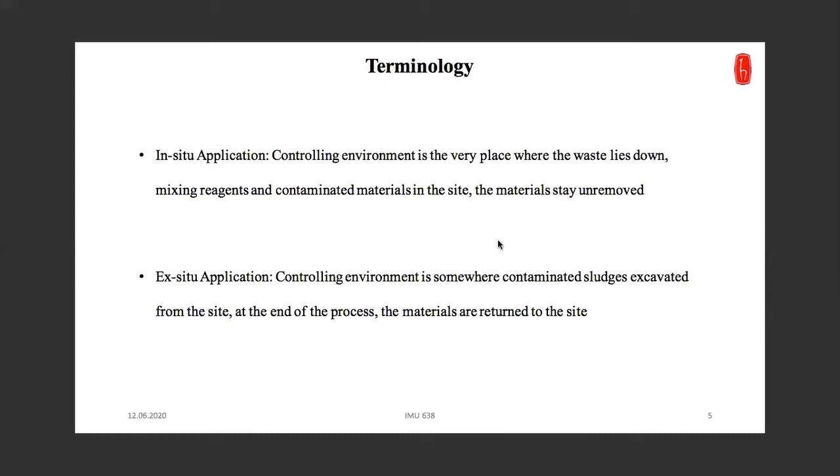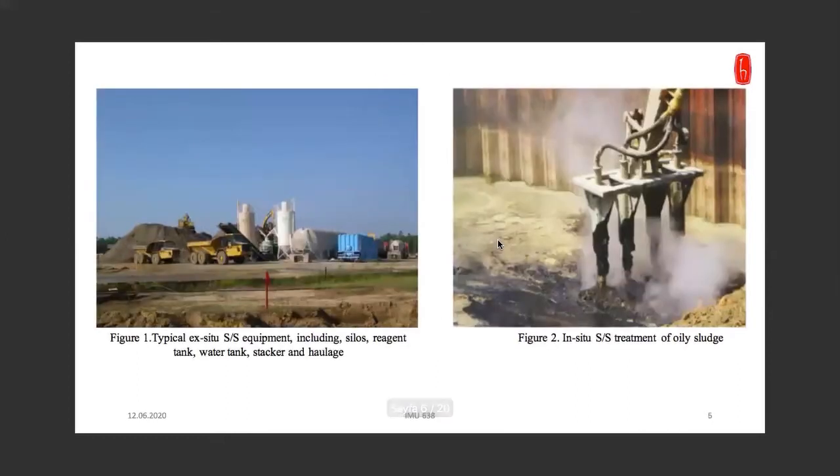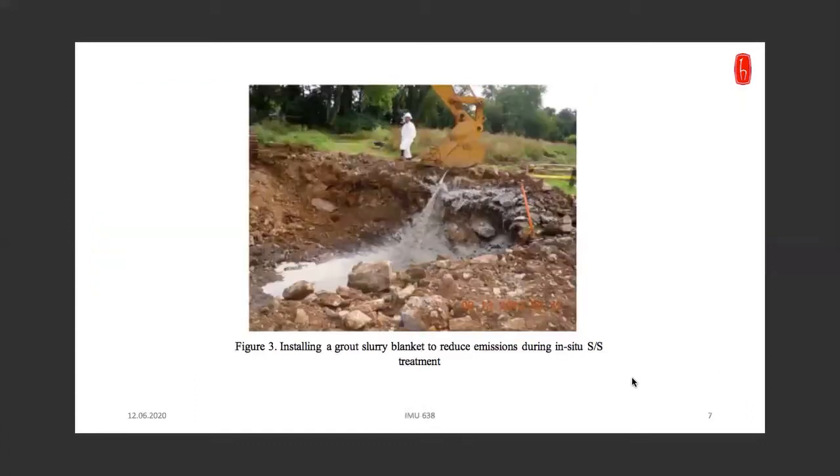And let's continue with some pictures. Figure 1 represents the ex situ solidification and stabilization equipment. You can see the silos, reagent tanks, water tanks, and stacker, haulage, and other things. It's basically ex situ view. On the other hand, figure 2 shows the in situ implementation of the SS treatment. This figure is just summarizing the oily sludge. And you may see figure 3, it shows installing the ground slurry blanket to reduce the emission during the in situ SS treatment.